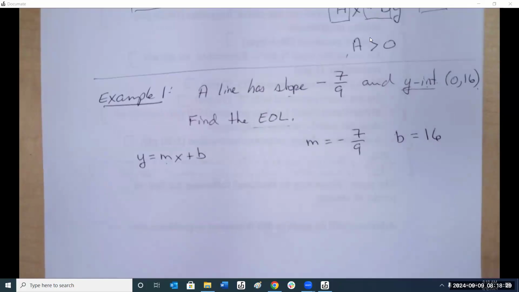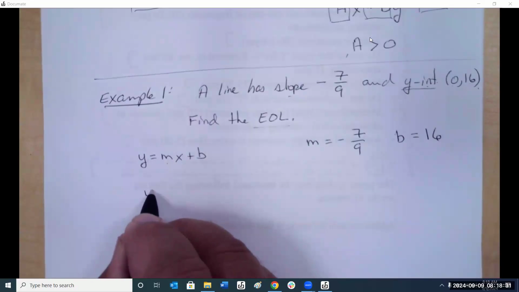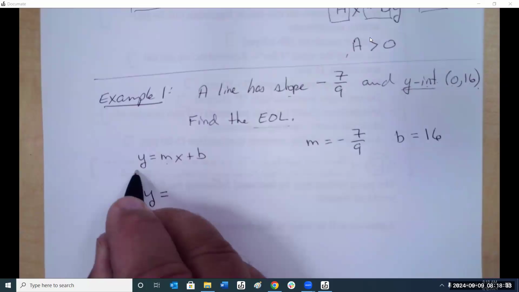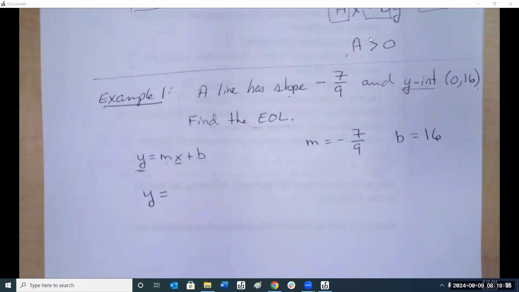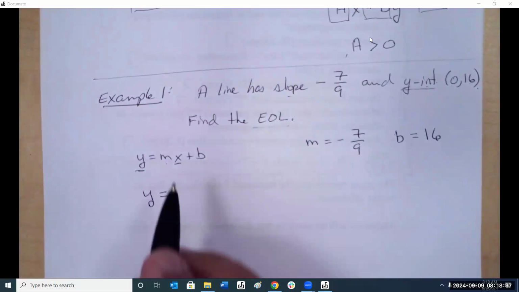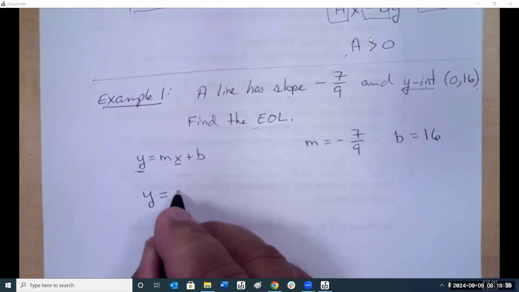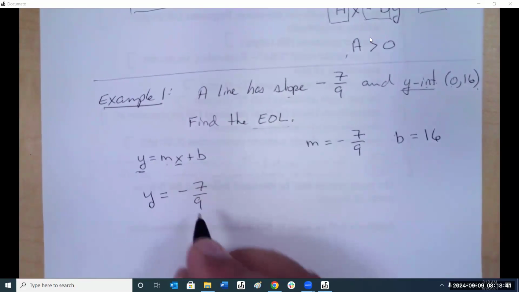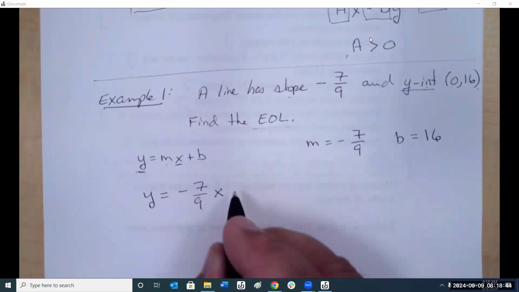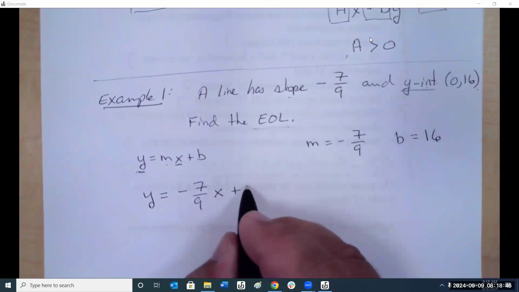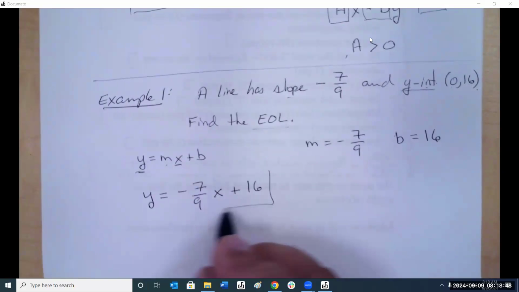So all we do now is just plug and play. Y has to be there. Y and x have to be in there because that's what defines an equation. M is -7/9 x plus b is 16. There's your equation of a line.